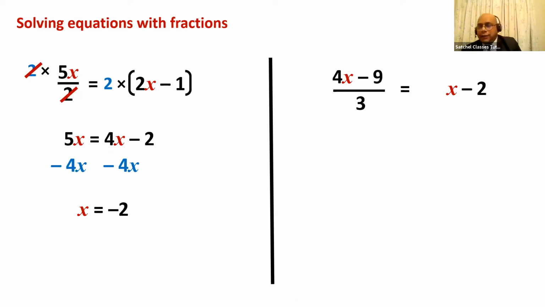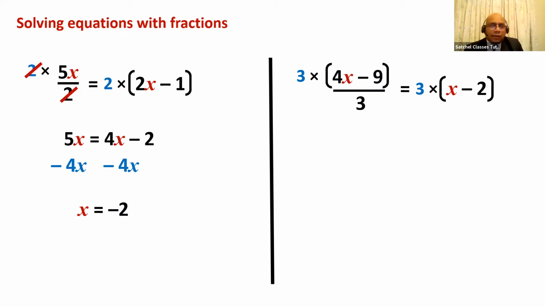Let's try doing that for the equation on the right hand side. (4x - 9)/3 = x - 2. As I said, the first step should always be to eliminate the denominator. In this case, the denominator is 3. So I can eliminate it by inversing the operation of division, which is multiplication. So I'll multiply by 3 on both sides of the equation.